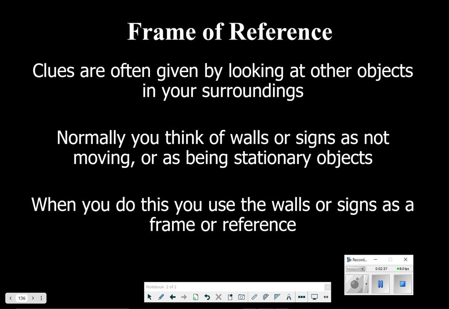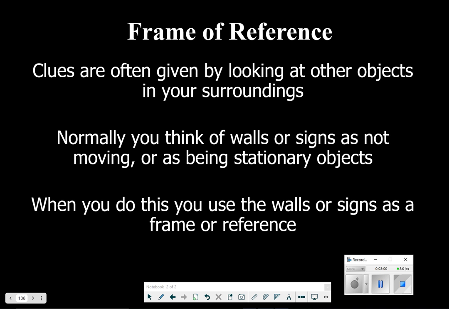Okay, so how we compare motion is we use something called a frame of reference. With a frame of reference, clues are often given to you by looking at other objects in your surroundings. Normally, you think of walls or signs as not moving or as being stationary objects. When you do these, you use the walls or signs as a frame of reference.